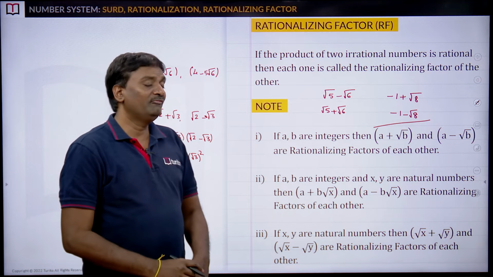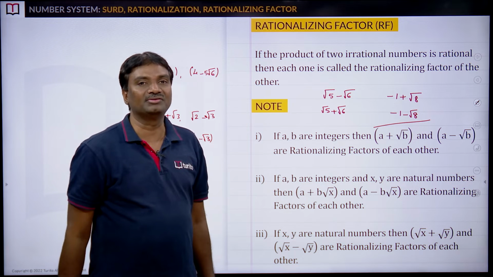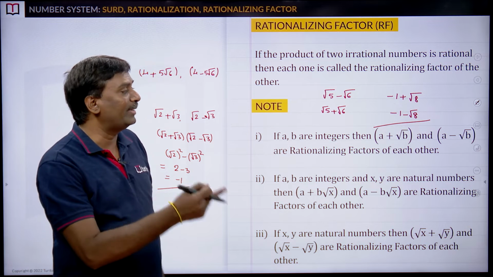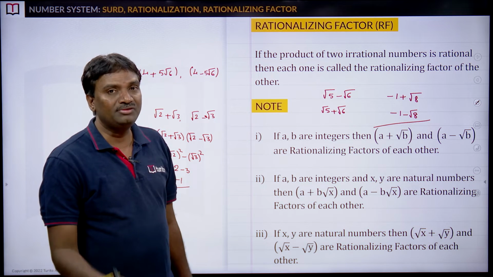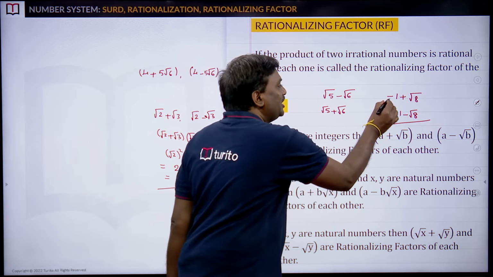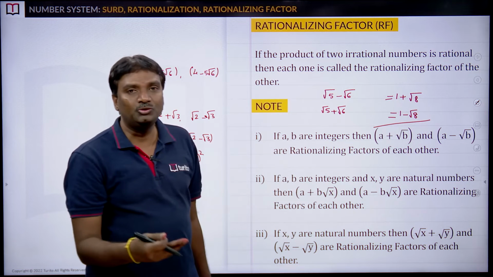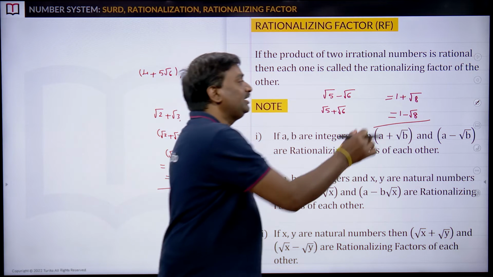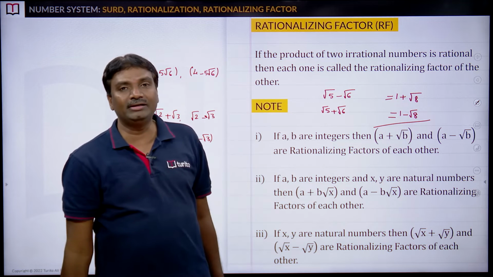When I ask questions, you can send your answers in the chat box. So, minus 1 plus root 8 and minus 1 minus root 8 are rationalizing factors of each other. Here, do not change the first sign. If we have plus, you keep plus only. If we have minus, you keep minus only. But between the given two numbers, you take the opposite sign.